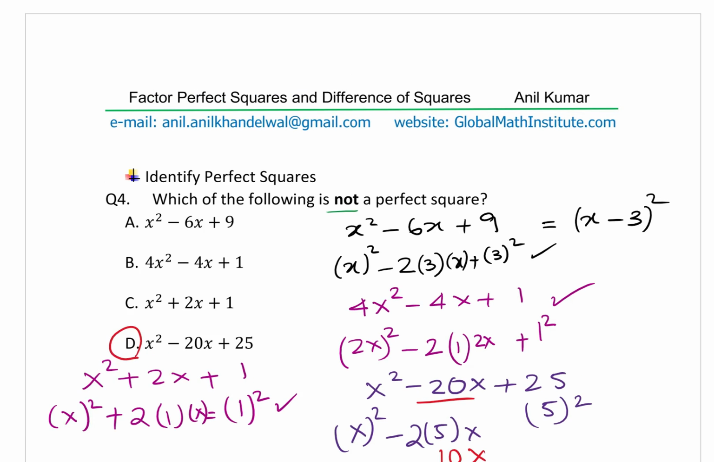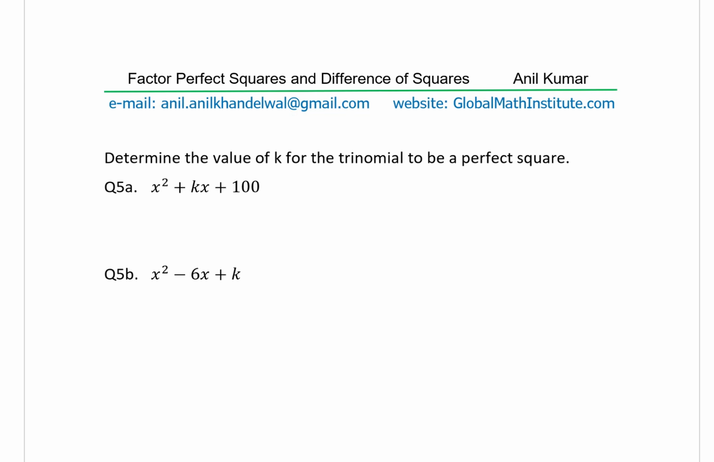Now here is question number 5. Now these questions are very popular in tests, so go through them very carefully. We'll soon have a test paper on this.